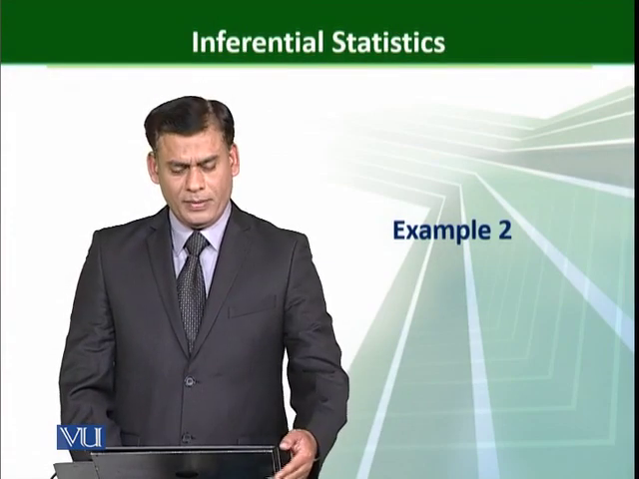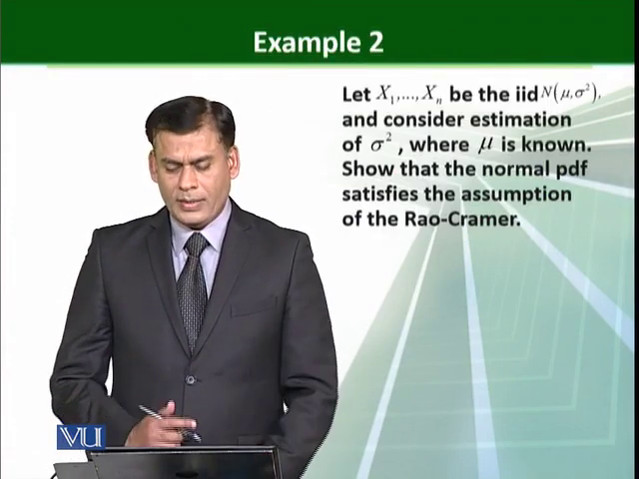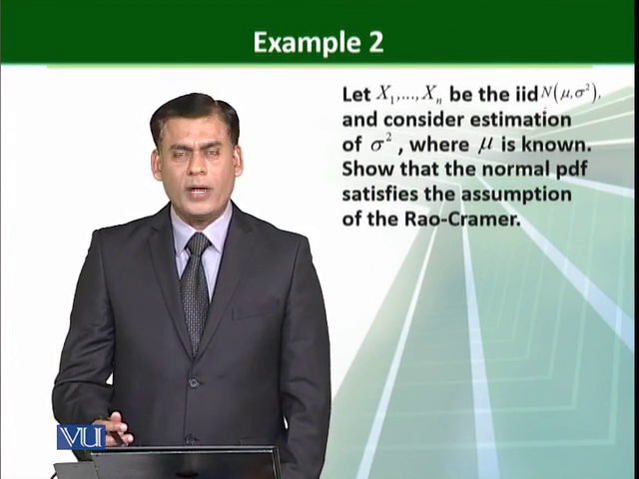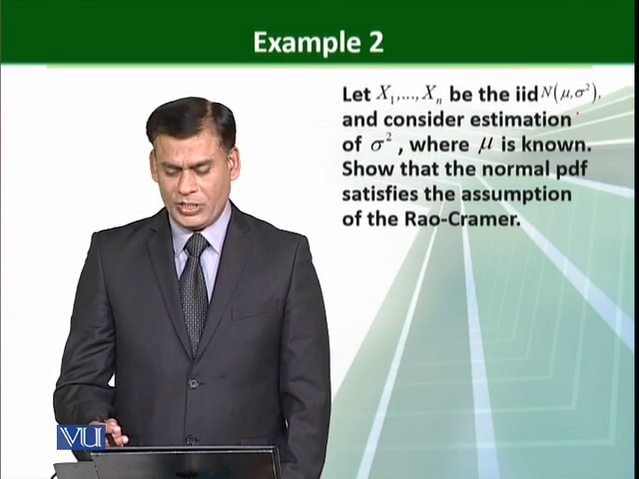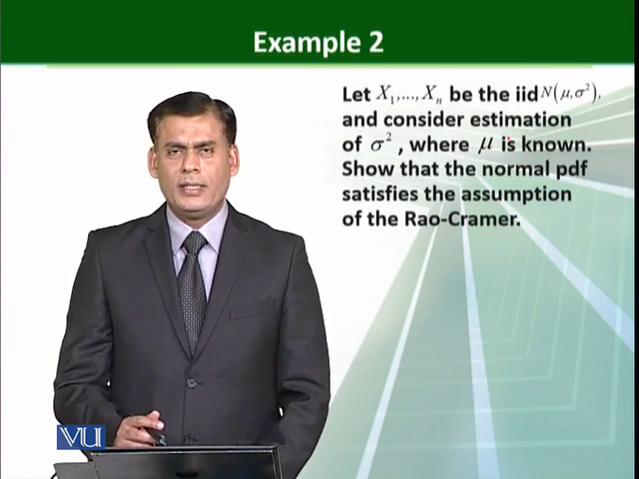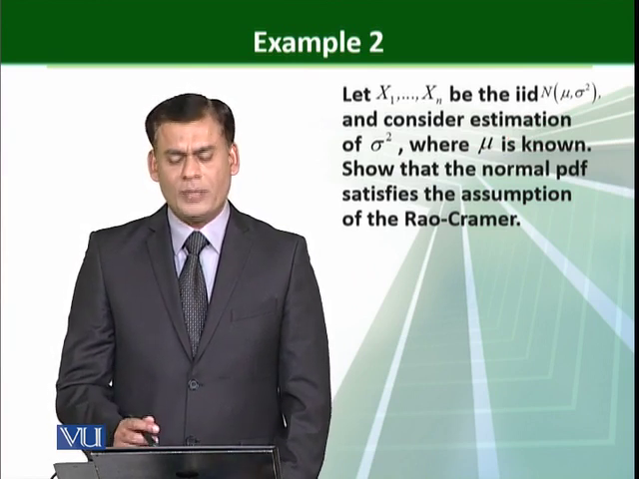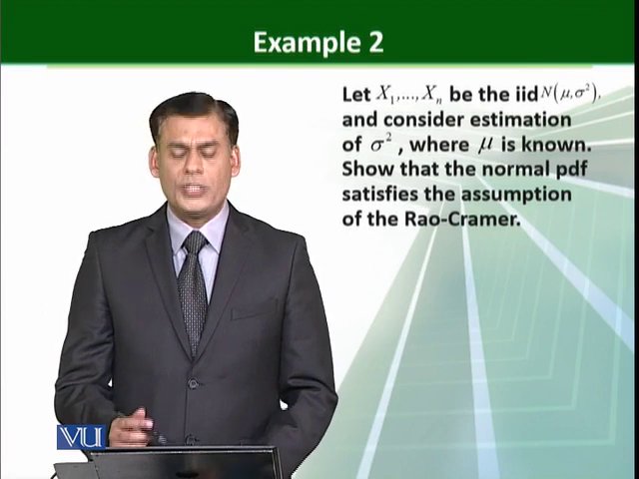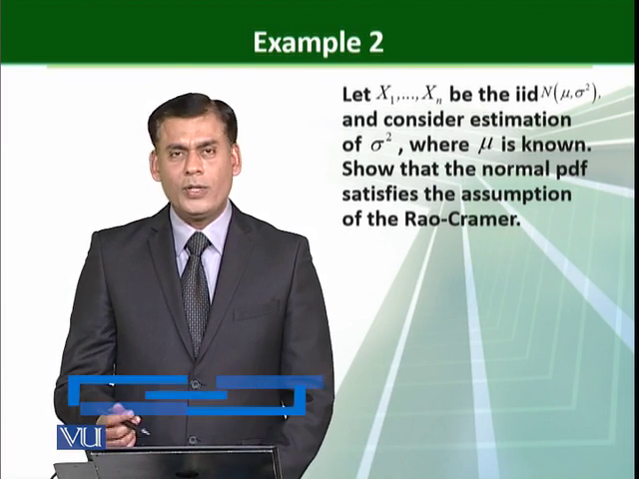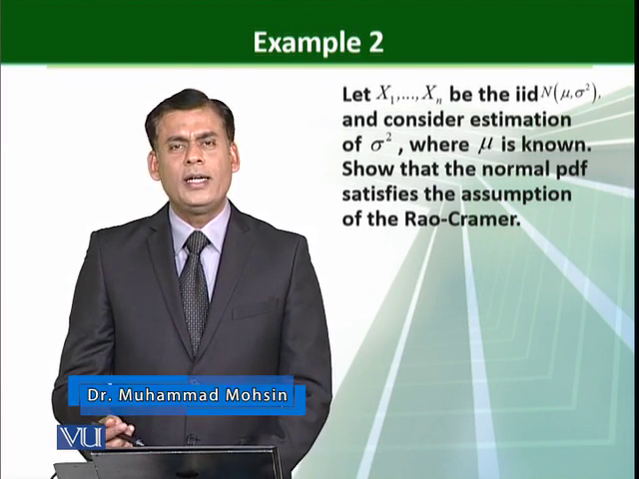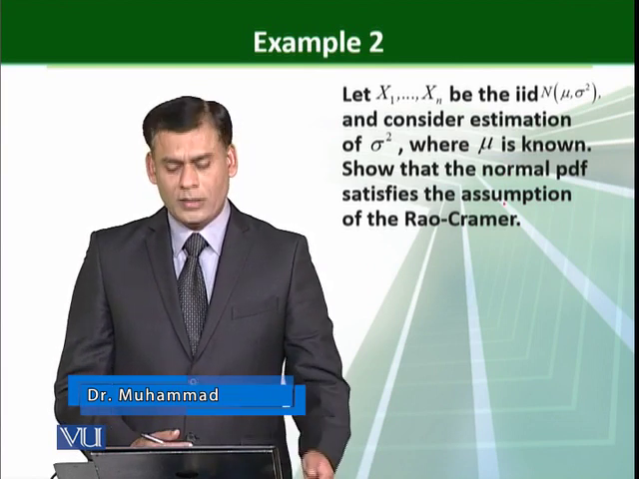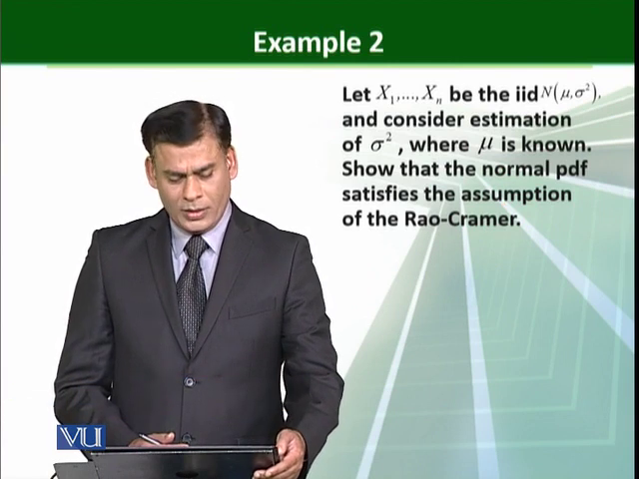Now we take another example. Let x1, x2 up to xn be IID random variables from a normal distribution with mean mu and variance sigma square. Now consider the estimation of sigma square. That is a little bit different case. We are now considering the estimation of sigma square, so our main focus is on sigma square, and we assume that mu is known. We are going to discuss sigma square and show that the normal distribution satisfies the assumption of the Rao-Cramer inequality.